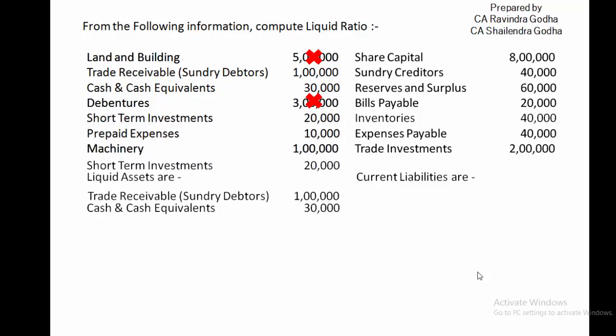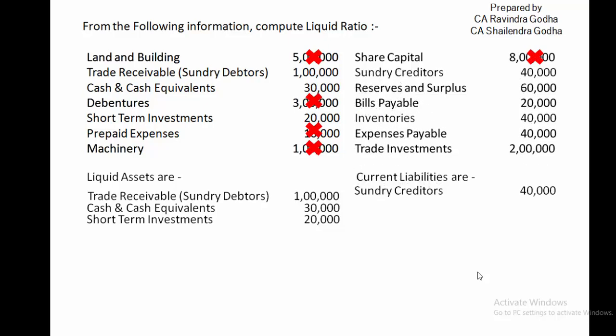Short-term investments are liquid assets. Prepaid expenses are not added in liquid assets. Machinery is a non-current asset. Share capital is a part of shareholders' fund. Sundry creditors are current liabilities. Reserves and surplus are also part of shareholders' fund. Bills payable is a current liability. Inventories are not added in liquid assets. Expenses payable are part of current liabilities and trade investments are part of non-current assets.